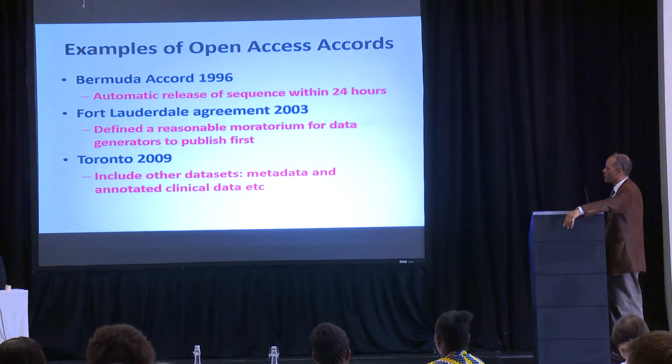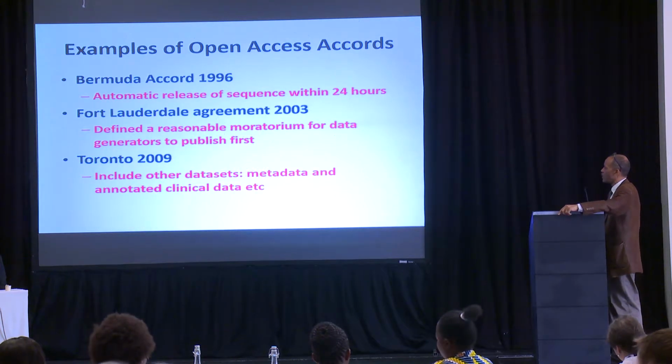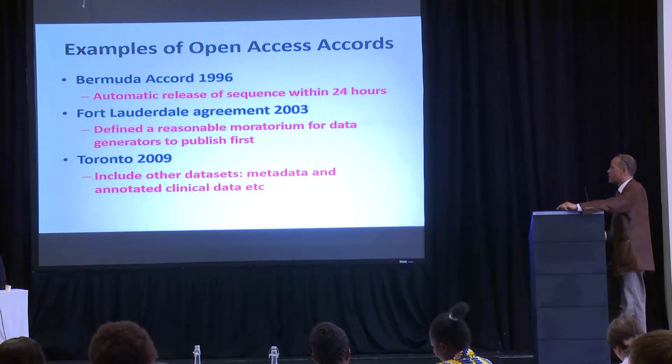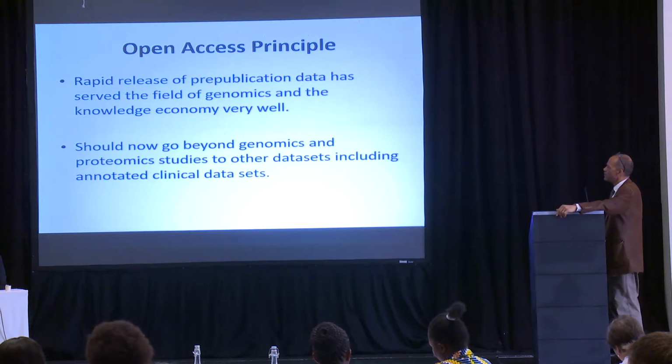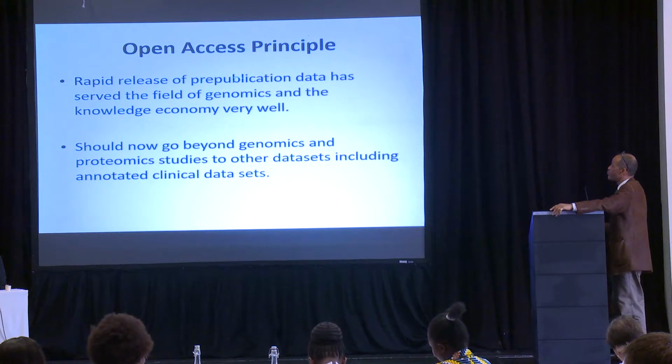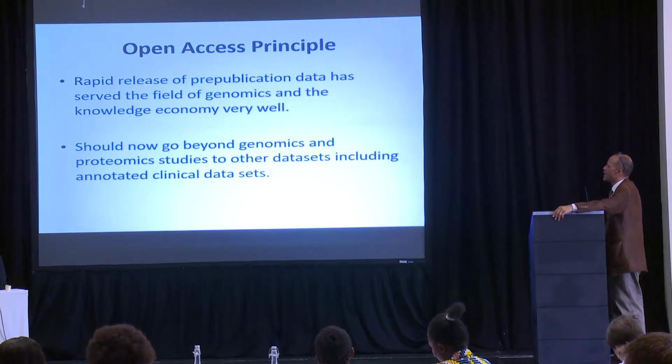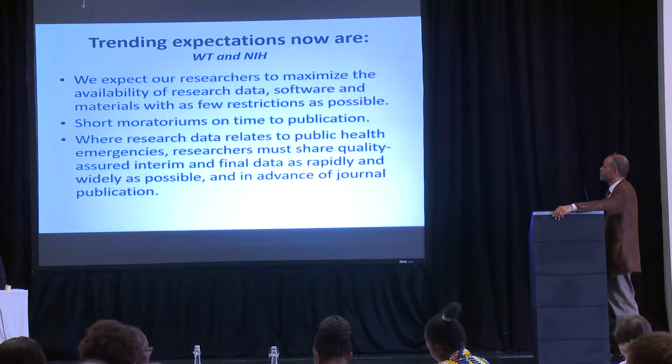And then the Toronto Agreement in 2009 said, wow, we need to start including, apart from sequence data, metadata and clinical data. So you can see the trend. The open access principle was born out of the fact that rapid release of pre-publication data has served the field of genomics very well and the generation of knowledge economy. So it should go beyond just genomics and should include clinical information.